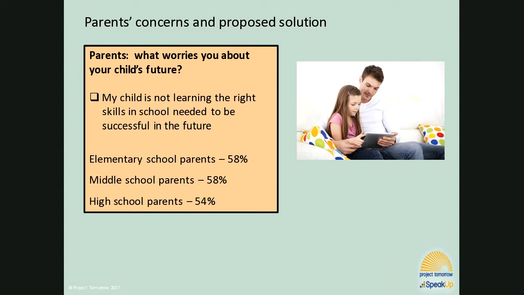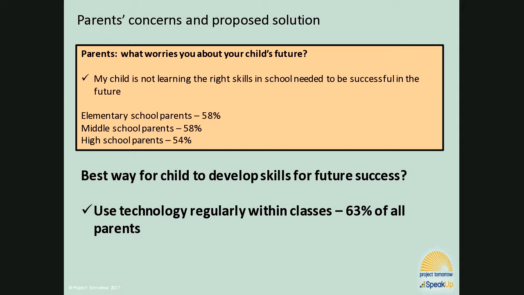So this idea of the child learning the right skills is not just about high school parents being worried about their child getting into college or being able to get a good job. It actually is starting in elementary school. When we then ask parents, what's the best way for your child to develop these skills for future success? The key answer that came up from the parents, 63% of all parents, was the use of technology regularly within their classroom instruction. So that's a very interesting wake-up call in many cases for school districts to realize that this new parental expectation around the use of technology isn't just about engagement, but it's also about developing skills for future success.